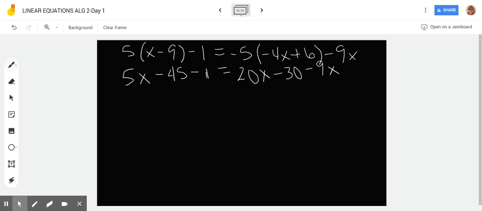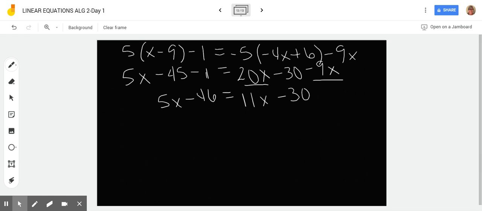Okay, now let's see if we can simplify the sides. Well, -45 and -1 are both constants, so we can combine them. They're both negatives. So 5x minus 46 equals, and then we have 20x and -9x. Okay, 20 minus 9 is 11x minus 30. Okay, so we simplified both sides.